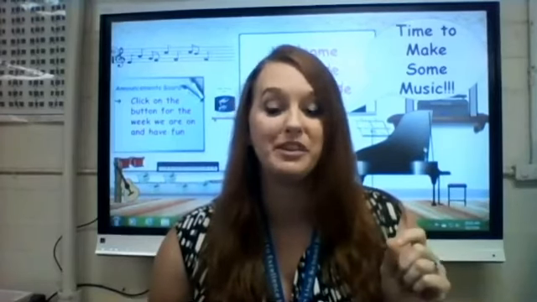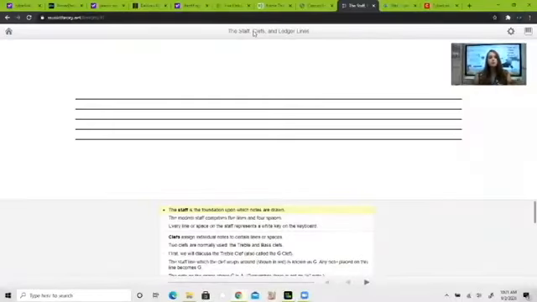Okay? So for those who don't remember what this is called, this is a staff. It's the 5 lines and 4 spaces upon which music is written, okay? So whenever you're looking at music for your recorders or a piano or for singing, most every other instrument out there, with a few exceptions of some percussion instruments, you're looking at it on these 5 lines and 4 spaces.